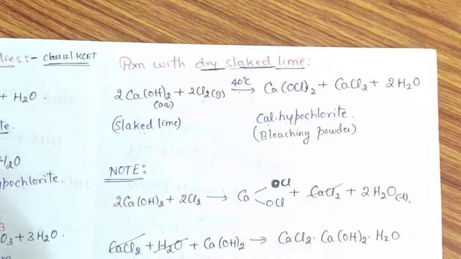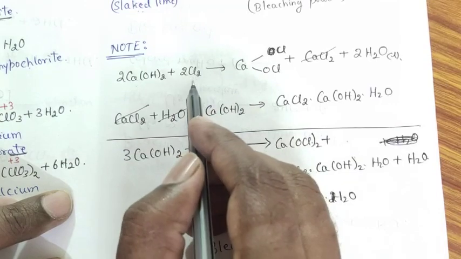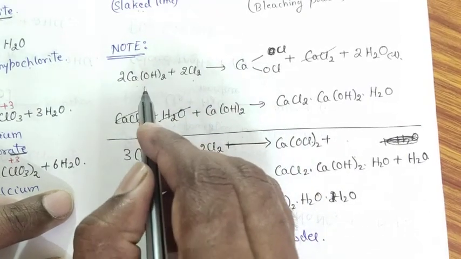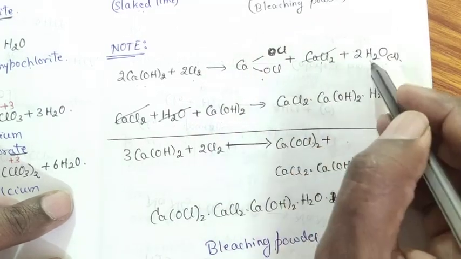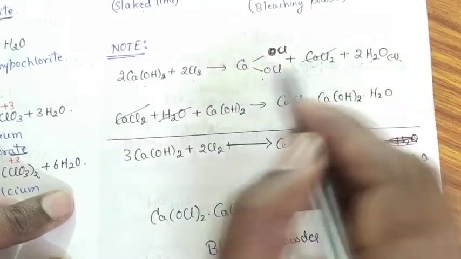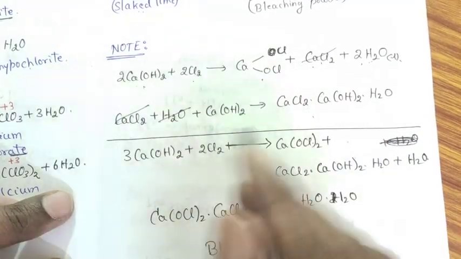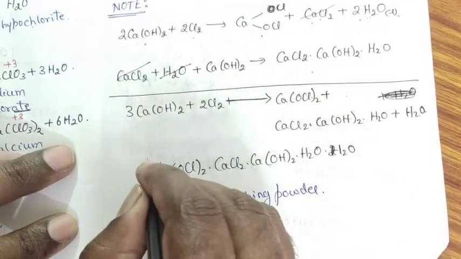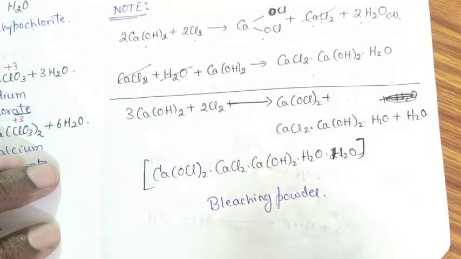Please note down this equation. But actually the reaction is like this. When calcium hydroxide is treated with chlorine gas passed over the slaked lime, we get calcium hypochlorite with the liberation of calcium chloride and water. Again, these two components react with excess of slaked lime to form this composition. So if I write the overall reaction, this will be the chemical composition of bleaching powder.